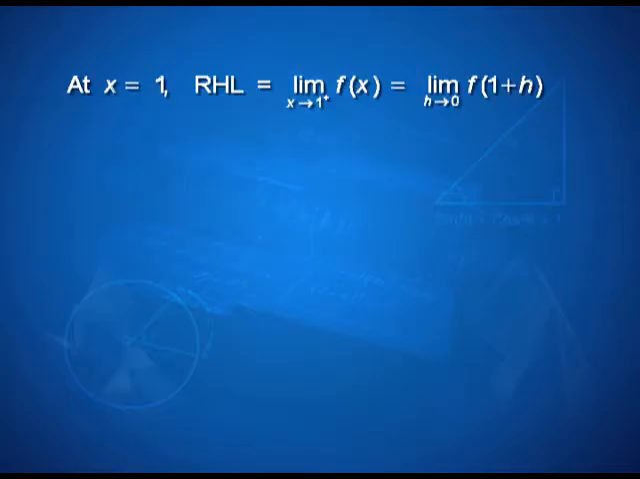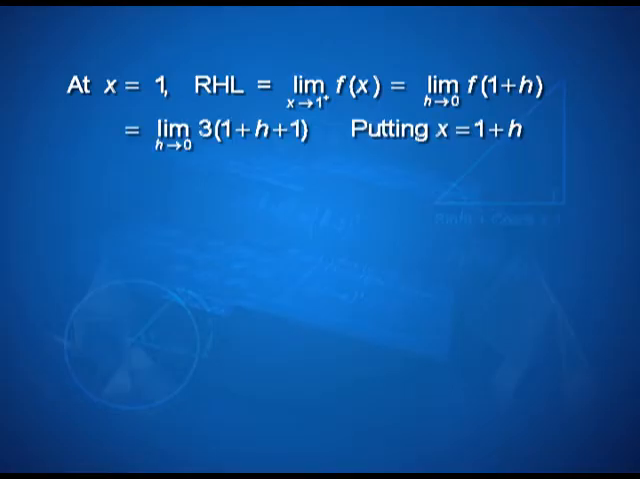Now at x is equal to 1, right hand limit is equal to limit f of x as x tends to 1 positive is equal to limit of f of 1 plus h as h tends to 0 is equal to limit of 3 into 1 plus h plus 1 as h tends to 0 is equal to 3 into 1 plus 0 plus 1, that is equal to 6.